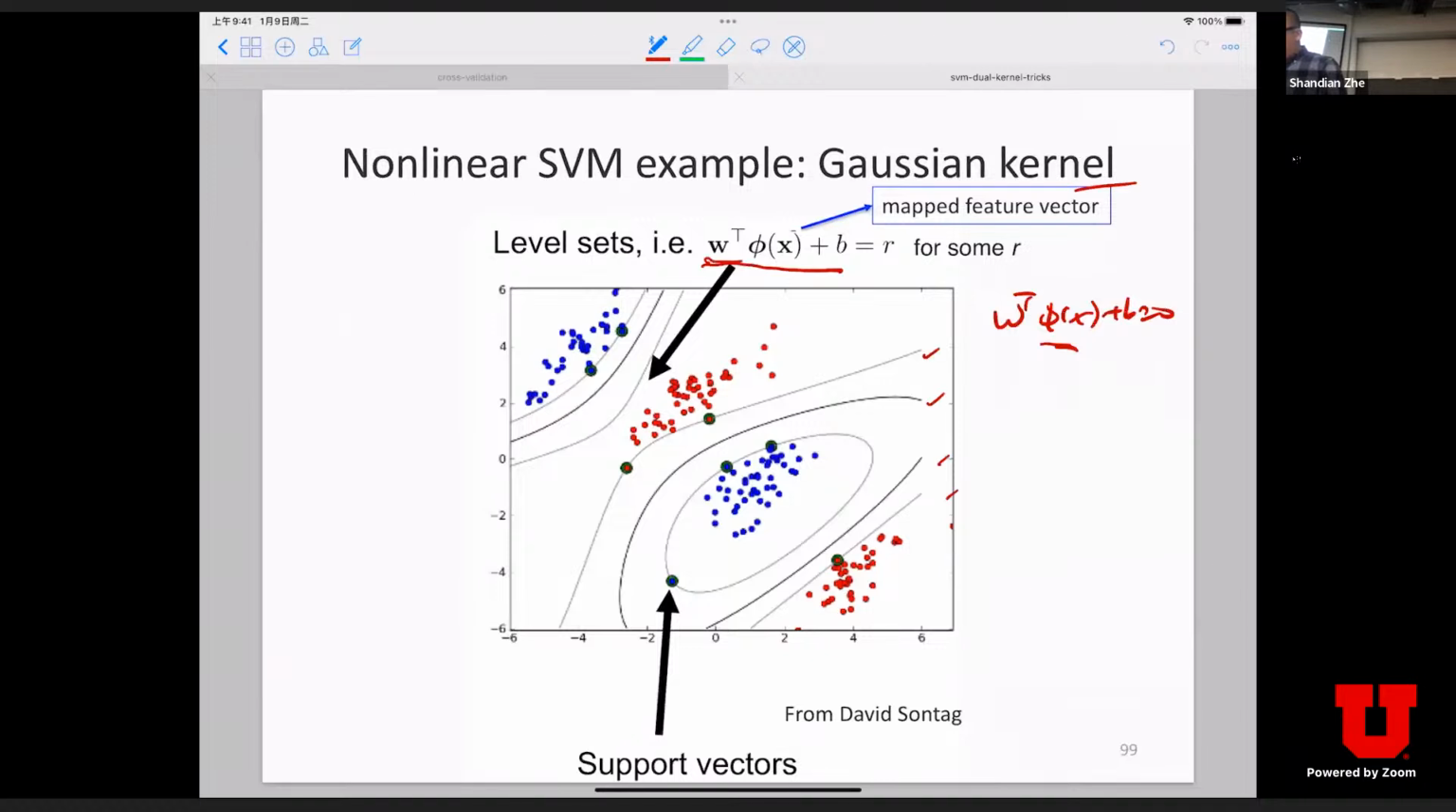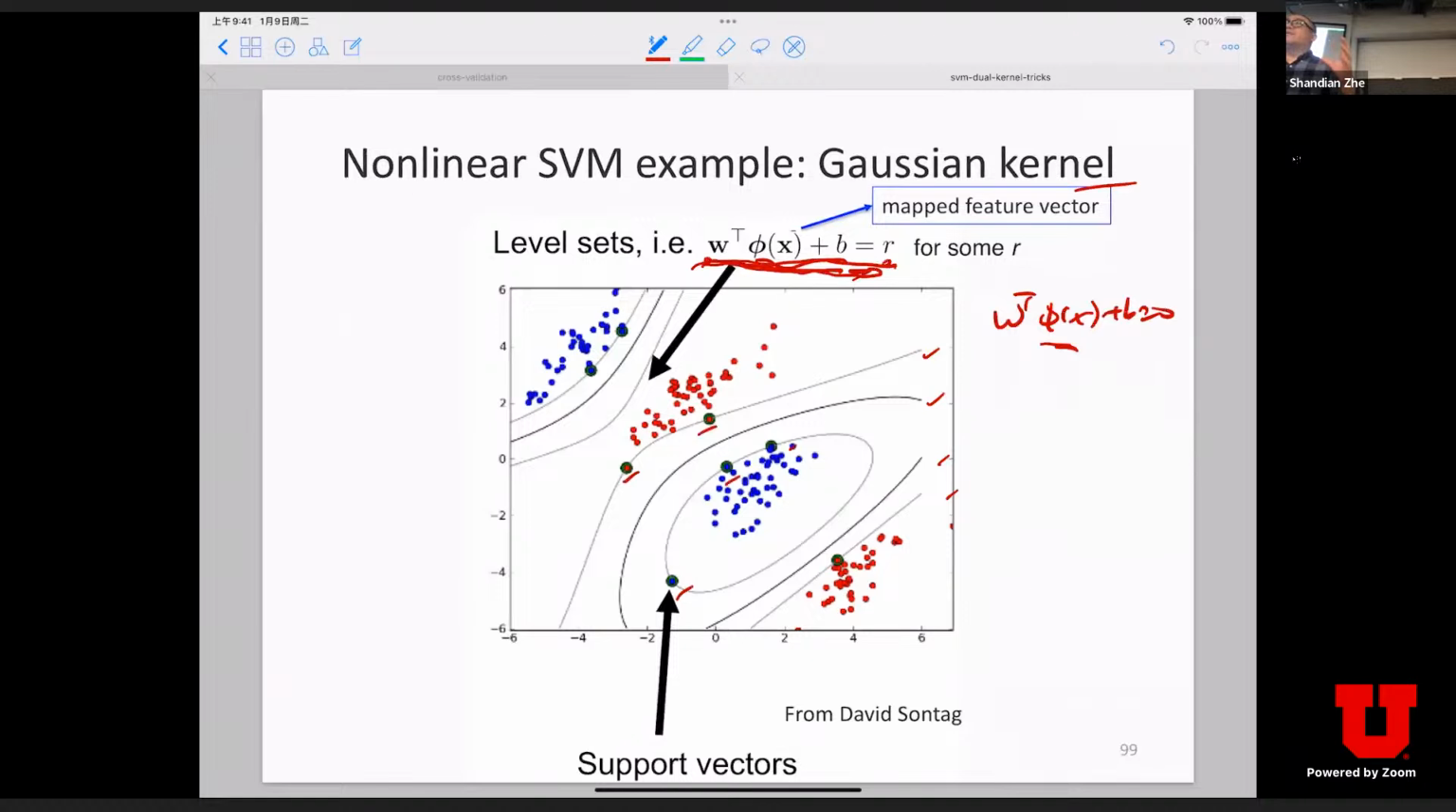We show the level sets, which means: what if I have W transpose phi(x) plus B equals to some other value r? If you look at the curves which represent this equation, they're nonlinear curves, not linear, because phi is nonlinear. And where are the support vectors? You can see here.